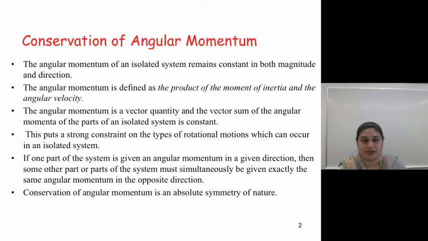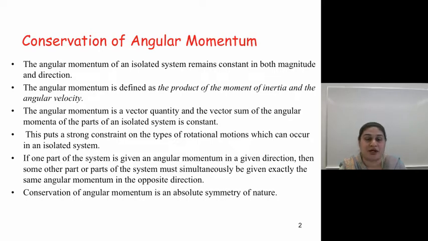Conservation of angular momentum. Angular momentum of an isolated system remains constant in both magnitude and direction. The angular momentum is defined as the product of the moment of inertia and its angular velocity. Angular momentum is a vector quantity, and the vector sum of angular momenta of all the parts of an isolated system will always remain constant.